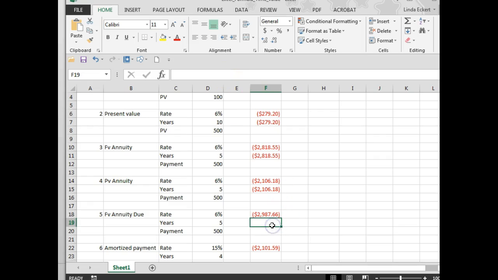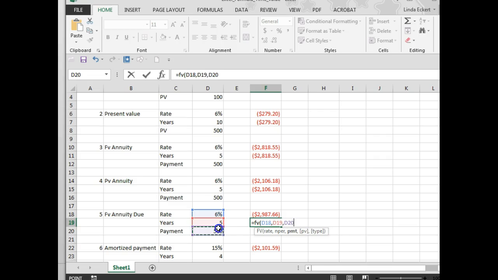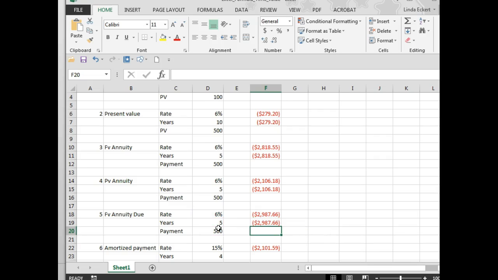So it looks like this when you're creating it: equals, open parentheses, so my rate is the same, right? Comma, years, periods, comma, payment. We're skipping that PV, but instead of having nothing for the type, we're putting in a 1. That switches it to the annuity due and gives you the answer.